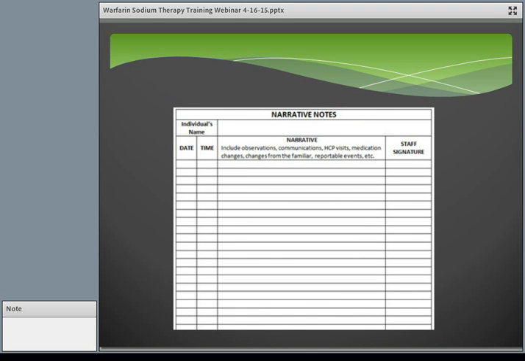Whenever there is a change in warfarin sodium orders, the change must be communicated to all staff. A note must be written in the person's record. On the screen is an optional form which may be used.